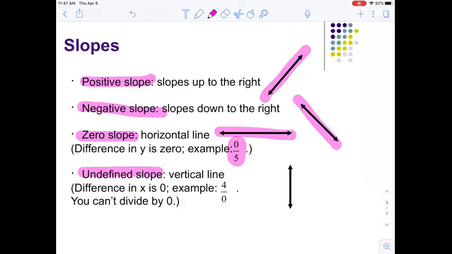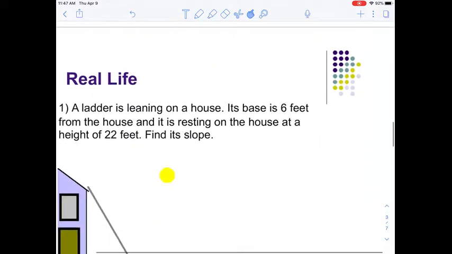Then we have an undefined slope, which is a vertical line. That's when we have a 0 on the bottom because you can't divide by 0, which means that it's undefined, right? If we would type 4 divided by 0 into our calculator, it would either say undefined or error. So those are our 4 different types of slope: positive, negative, 0, and undefined.